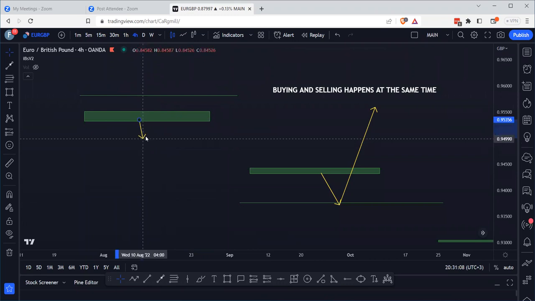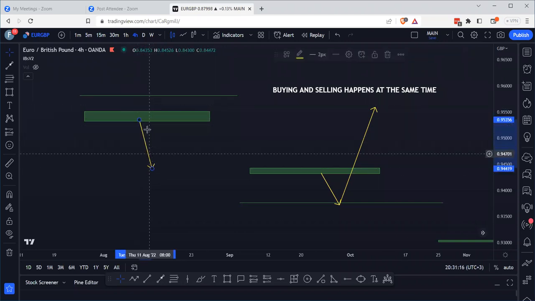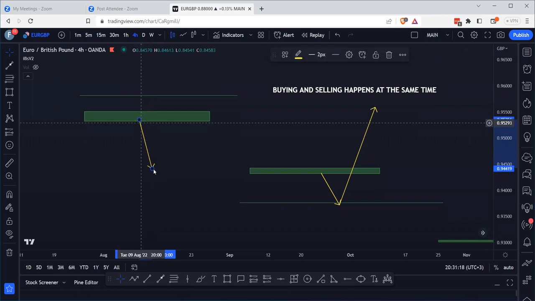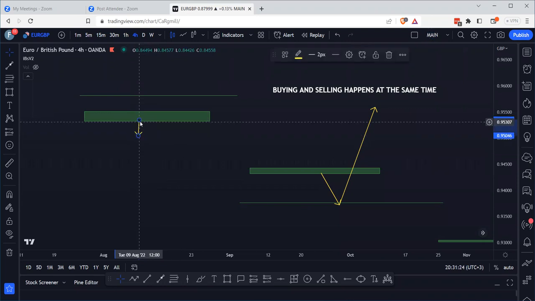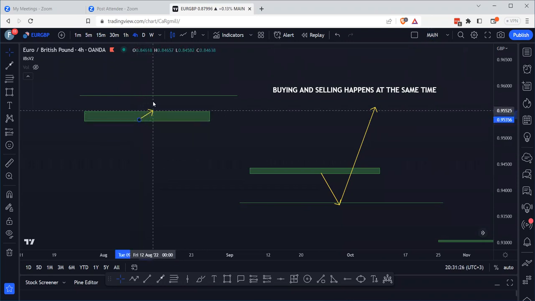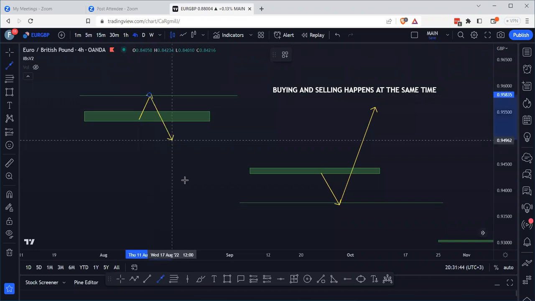Now, when the big banks and financial institutions want to move price down, they want to sell this particular currency pair, they need to buy at some people's price. They need to find people willing to buy. And then they're going to move the price up to take your order, so they will now sell to you at the price when you are willing to buy. So they move the price up, take your order, and then they sell all the way down.